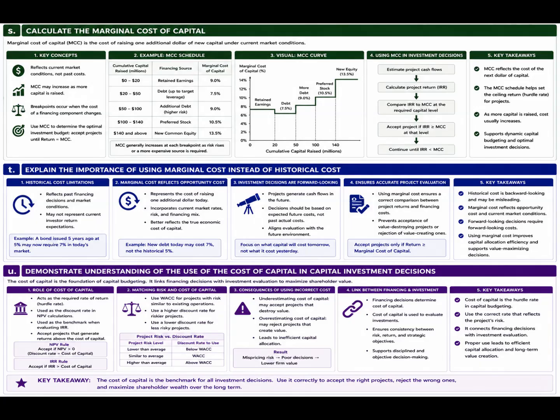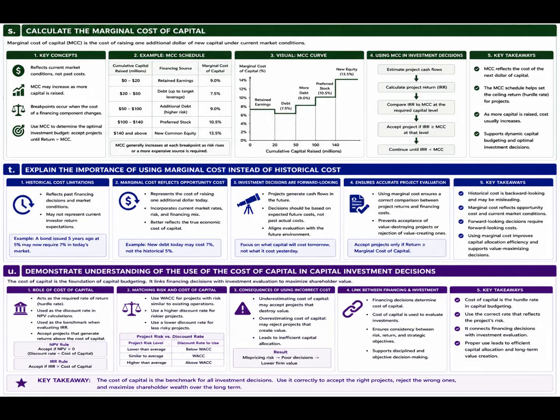WACC is appropriate for projects with risk similar to existing operations. Riskier projects require a higher discount rate, while less risky projects require a lower one. Using an incorrect cost of capital leads to poor decisions. Underestimating it may cause acceptance of value-destroying projects. Overestimating may reject profitable ones.